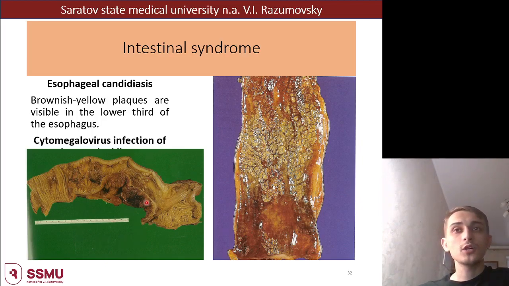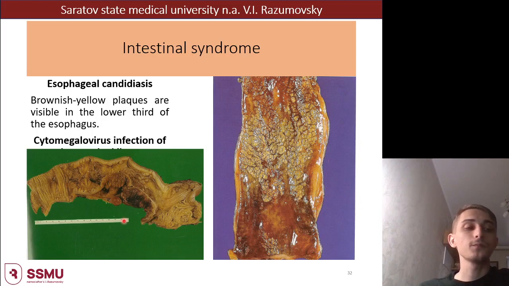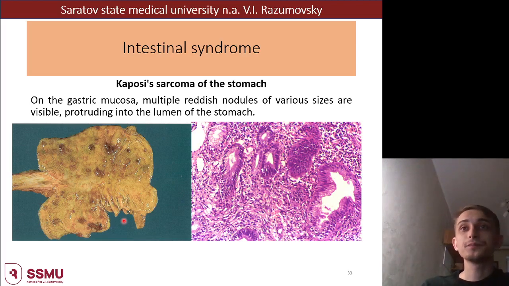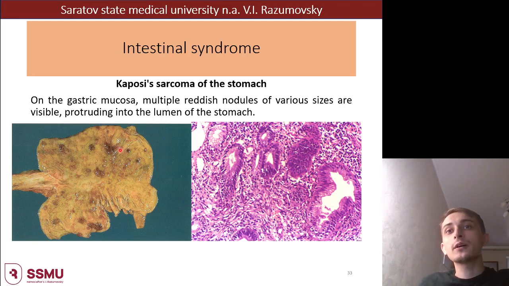We may see some changes here, which are unusual for a healthy patient, for a patient who doesn't have HIV infection. The next manifestation of interstitial syndrome is Kaposi sarcoma of the stomach, and we may see formation of this tumor on the mucous membranes of the stomach. A macroscopic view you may see here, and histologically we can see atypical cells in the glands of the stomach.